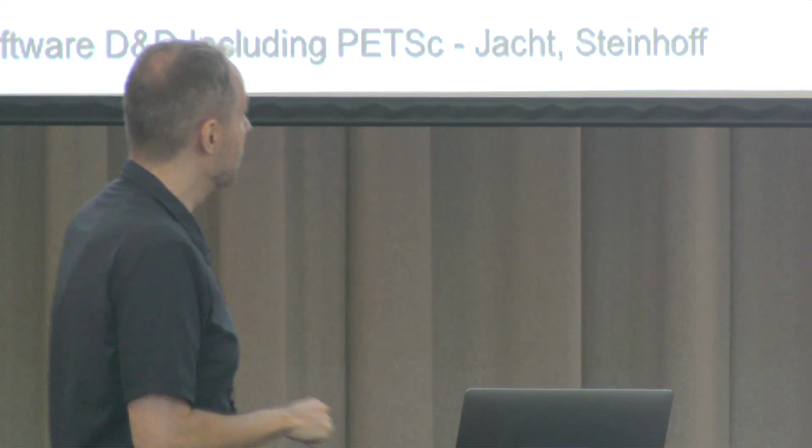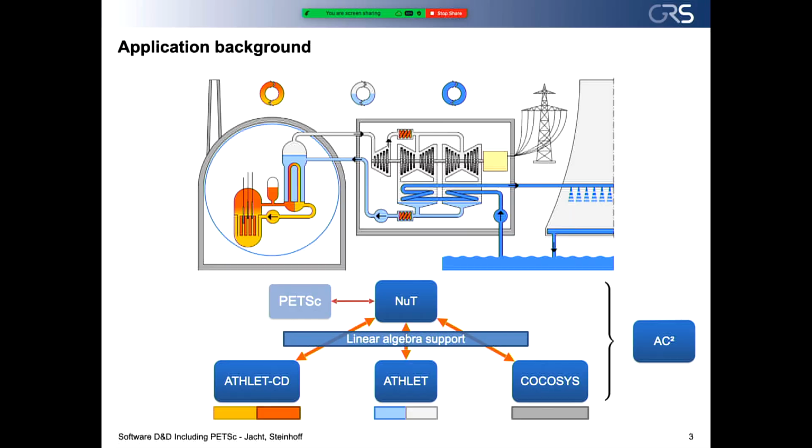So there's some real application background for that. It's just not a product of our minds. And as you can see here, we have this configuration on the lower side of the slide. This is our numerical toolkit. We abbreviate it with NUT, and this is what uses PETSc, and we provide a nice wrapper for PETSc so that it's very easy for the other developers of the three applications you see down here to actually make use of these linear algebra routines. The overall application background is transients and accidents in nuclear power plants, to simulate them.